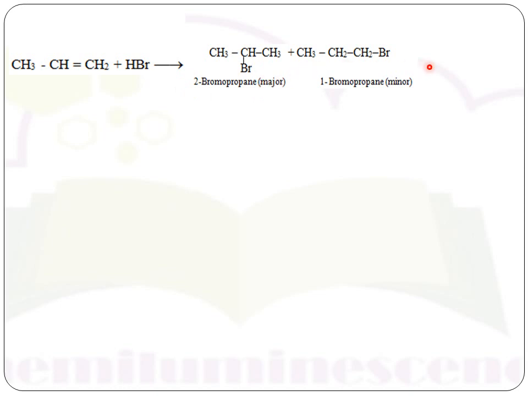And the other product, where bromine is bonded to the carbon carrying more hydrogen atoms, is obtained as a minor product. Let's see another example. Here also, first see whether this alkene is symmetric or unsymmetric.